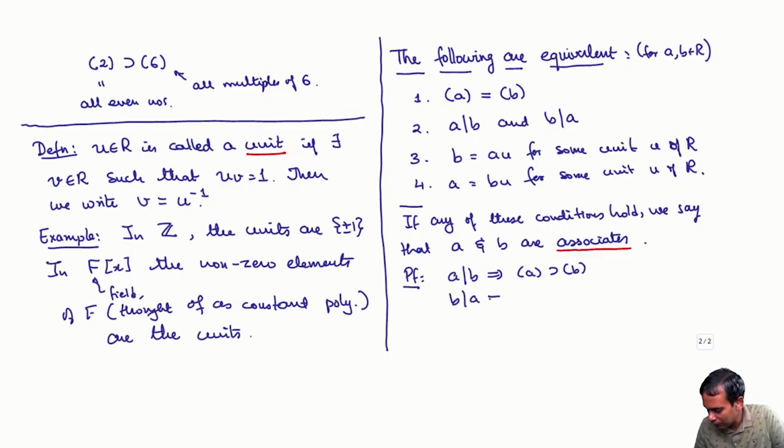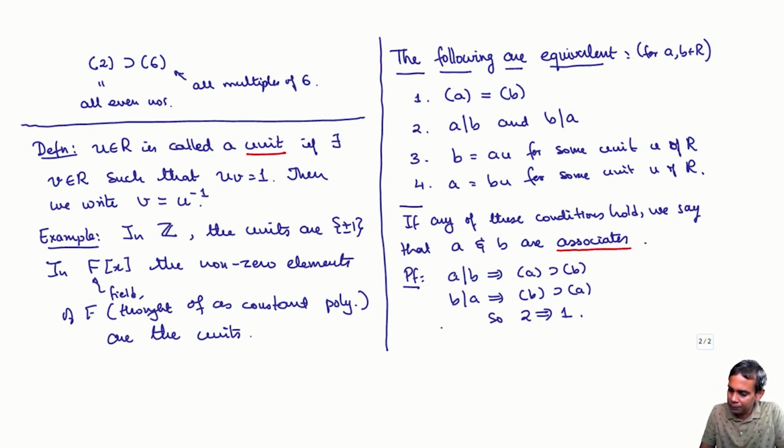B divides A implies the ideal generated by B contains the ideal generated by A. So if A divides B and B divides A, then the ideal generated by B is equal to the ideal generated by A. So 2 implies 1. And now let's prove that 1 implies 3 and 4.